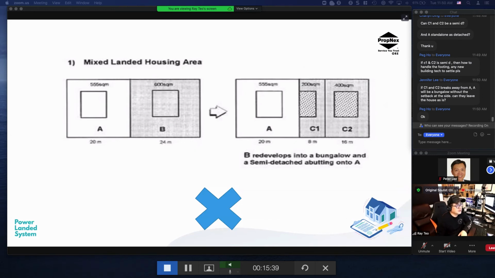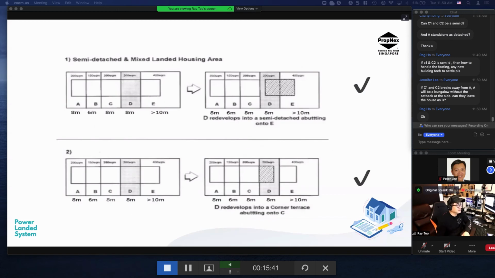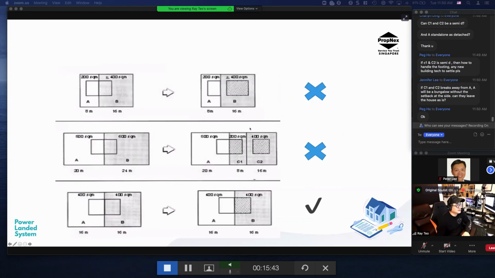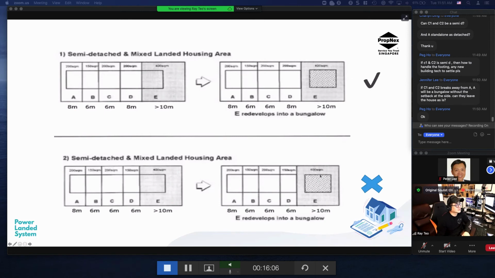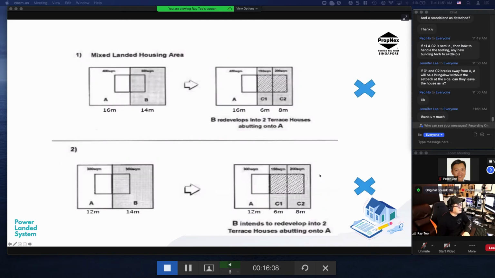Jennifer, can they leave the house as it is? Can. They can leave the house as it is. Let's go back to that slide. If this becomes a semi-D, and this is still here, they are not forced to demolish it. They still can remain as it is, until the new development, when it becomes a detached house. So these are subdivisions.